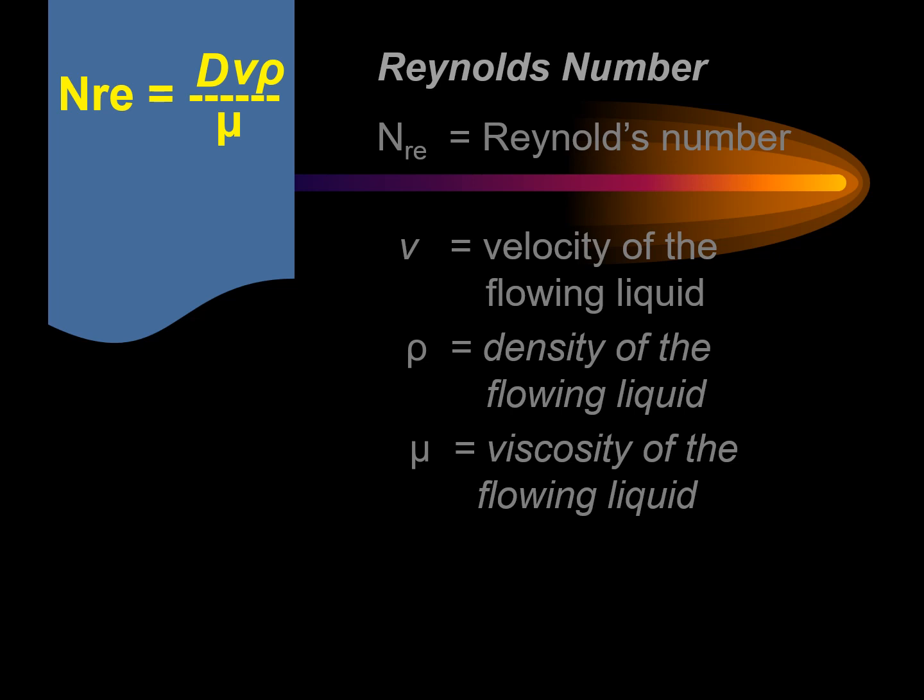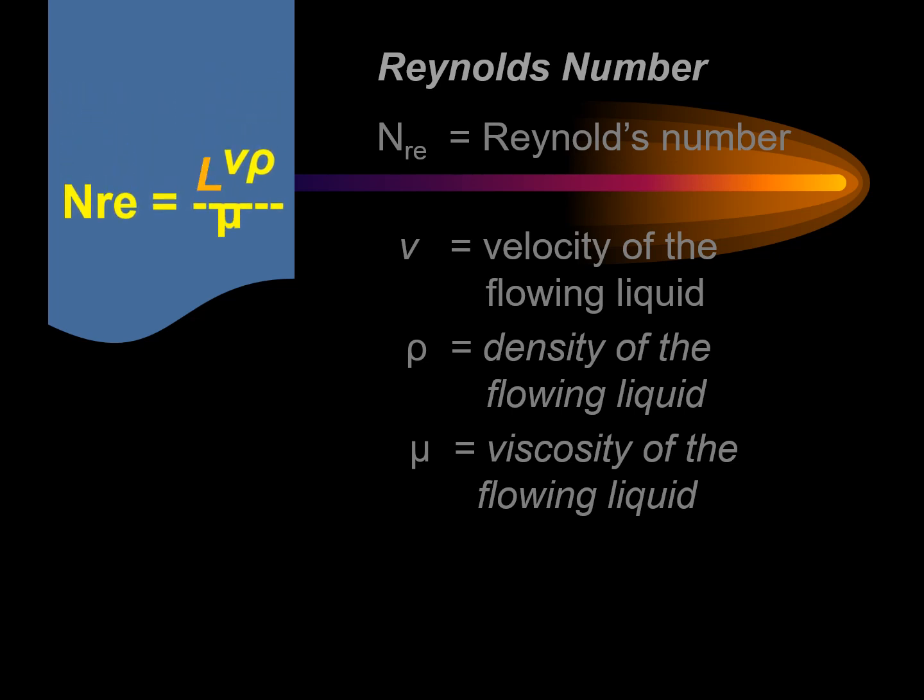Take note, however, that the general form for writing Reynolds number is N_Re equals L V rho over mu, where L is the characteristic length. It actually depends on the solid body which is in contact with the fluid. For flow in pipes or tubes, L is the pipe or tube diameter. For flow past a flat plate, L is the plate length in the flow direction.